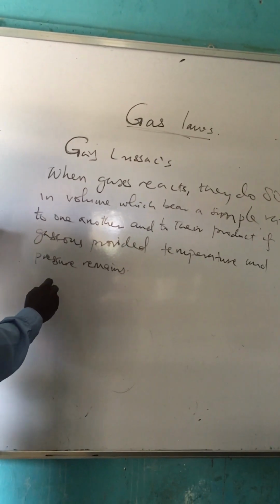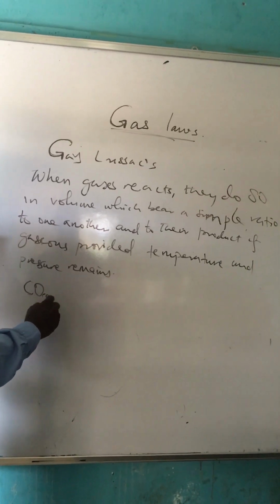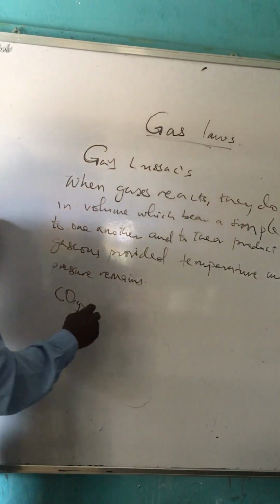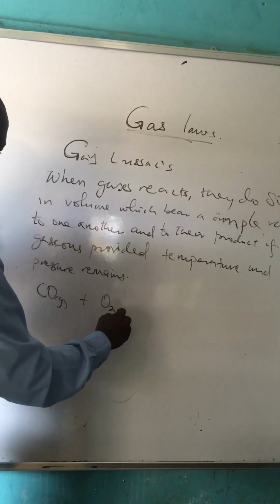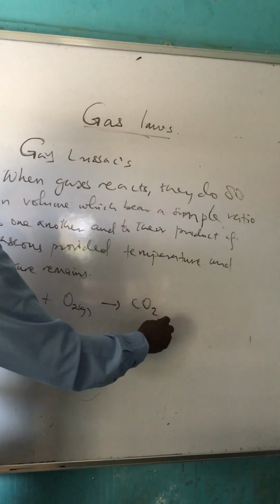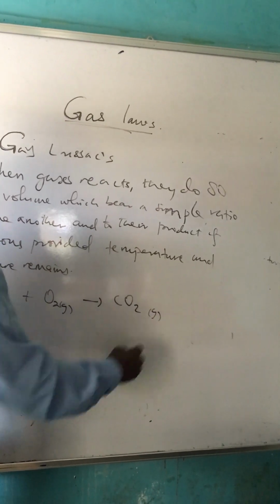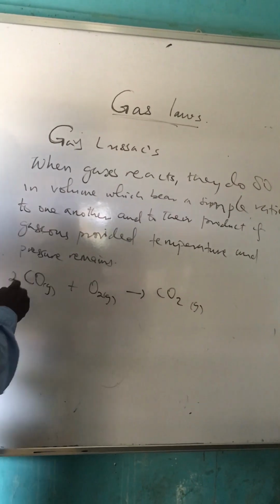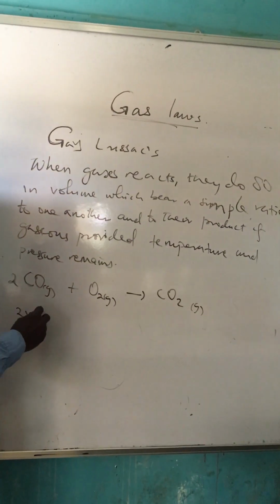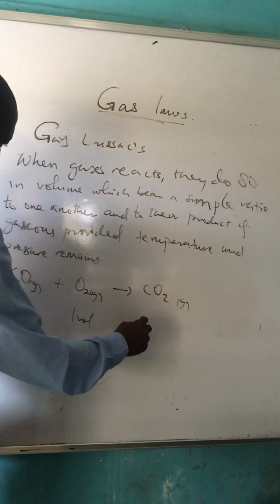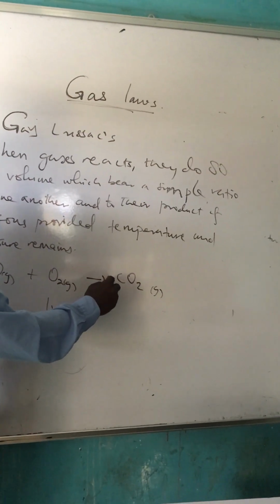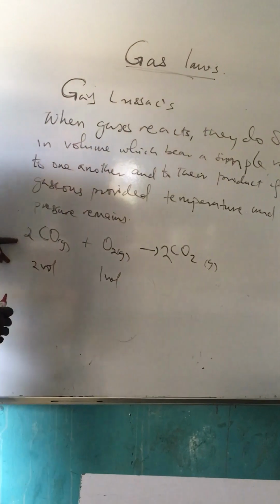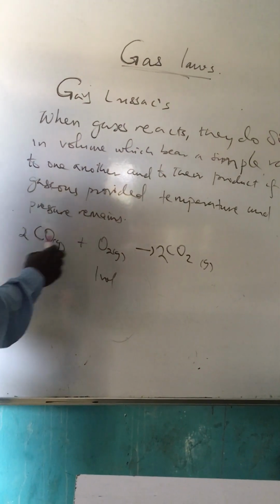Suppose carbon monoxide as a gas, gotten from incomplete combustion or burning of carbon, reacts with oxygen to form carbon dioxide. Now we look at it. This reaction is in the ratio 2 to 1. That is 2 volumes, 1 volume, and here we have how many volumes? This is the ratio with which this reaction is able to combine.